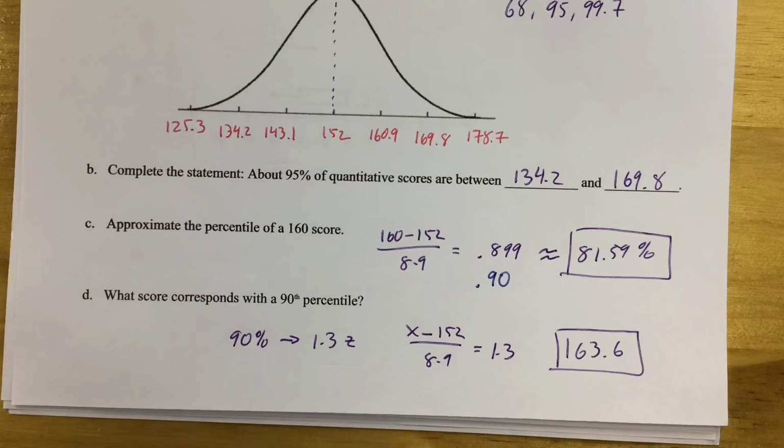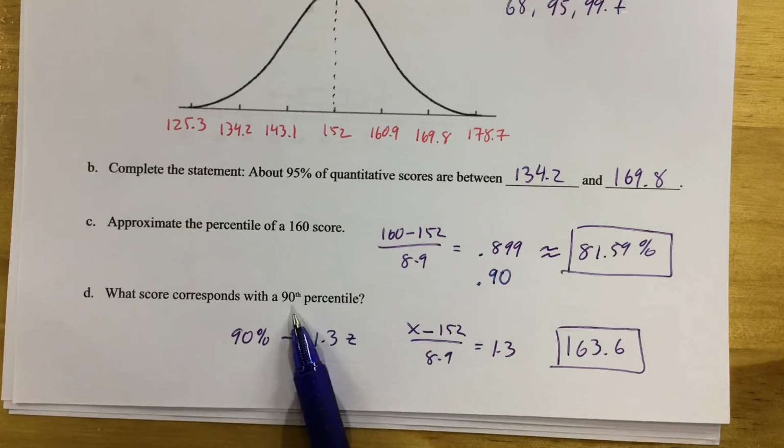All right, question D is, what if we ask you to go backwards? What if you had to be in the 90th percentile? What if you had to get a score that was in the 90th percentile? How do we do that?